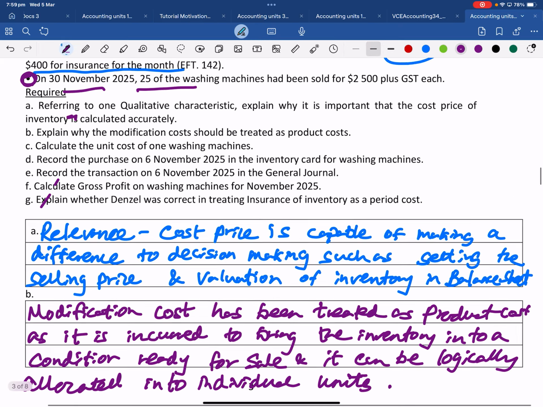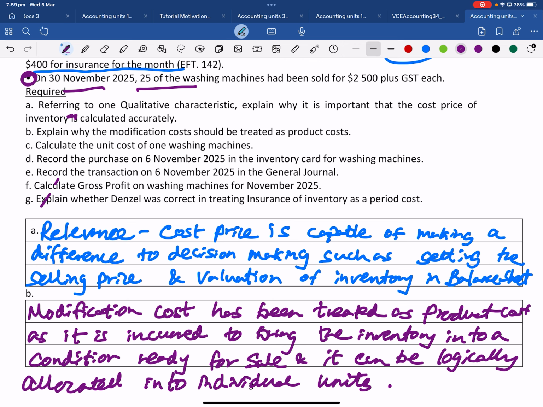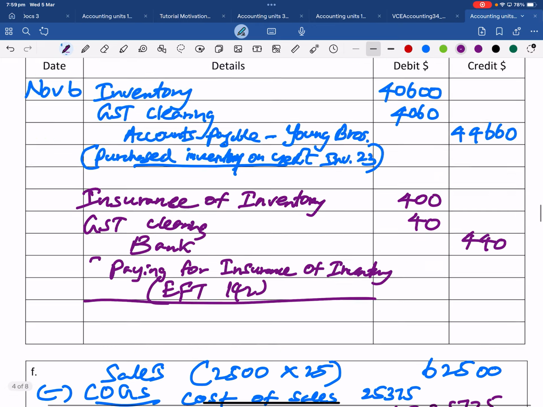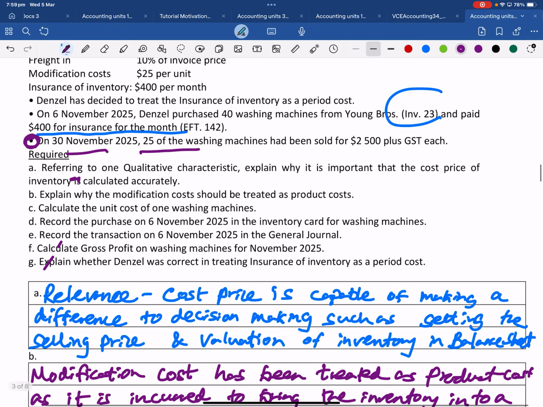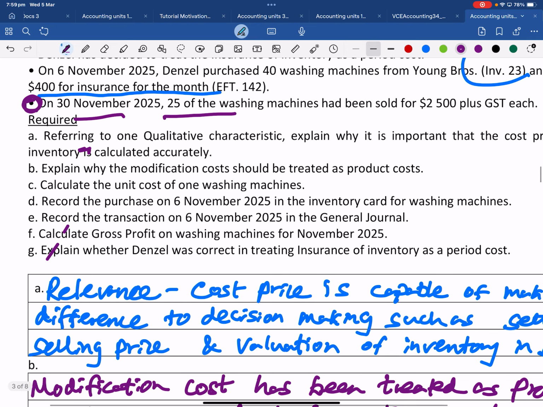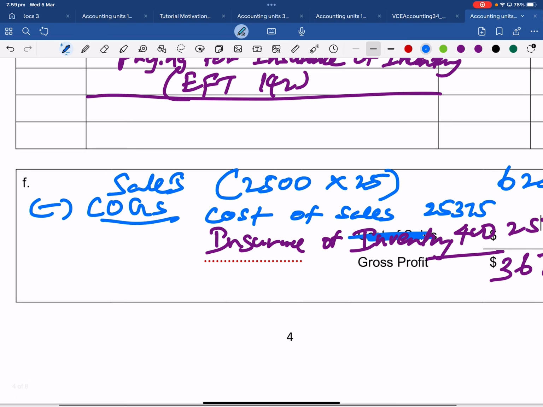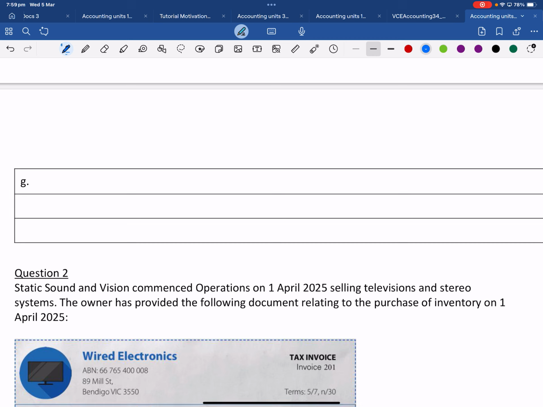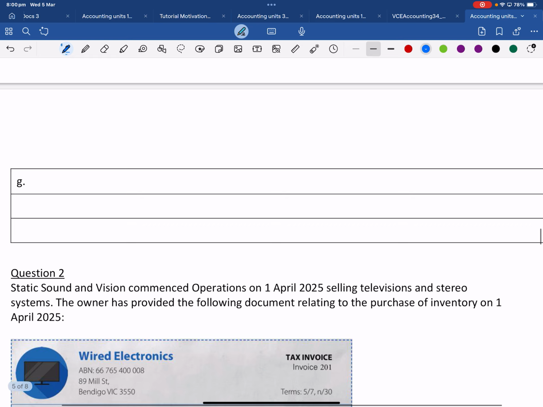Right, last part. Explain whether Denzel was correct in treating insurance of inventory as a period cost. What do you think? Is he correct? Using what as a period cost? Periodic, yes, because it is periodic. As a result, we can't logically allocate into individual units of inventory.